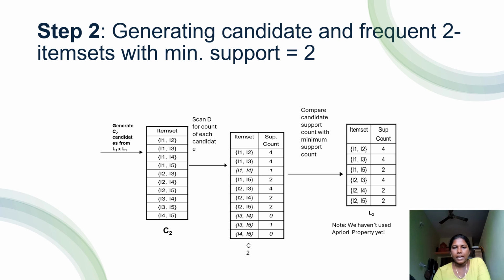Next, we compare the candidate support count with the minimum support count. The minimum support count is 2. So wherever the count is 0 or 1, it is excluded or neglected, and the remaining are taken as L2. That is 4, 4, 2, 4, 2, 2.